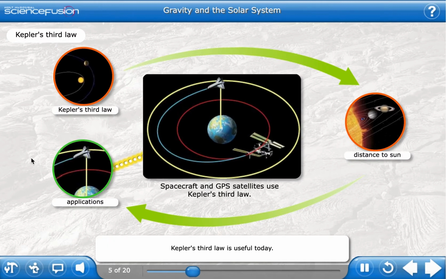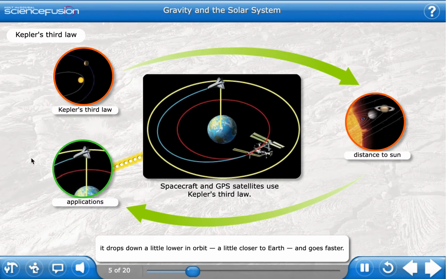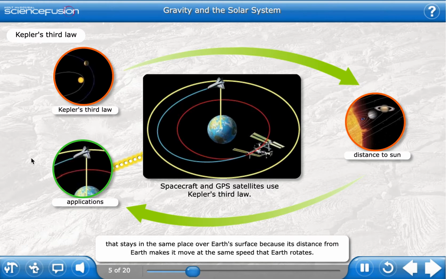Kepler's third law is useful today. For example, if the orbiting space shuttle wants to speed up to catch the International Space Station, it drops down a little lower in orbit, a little closer to Earth, and goes faster. Another example is a Global Positioning Satellite, or GPS, that stays in the same place over Earth's surface because its distance from Earth makes it move at the same speed that Earth rotates.